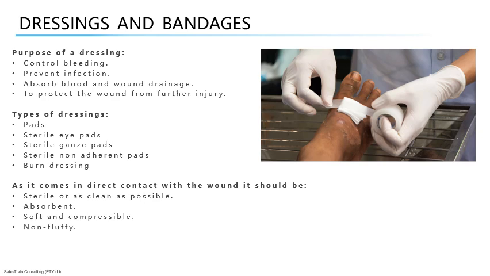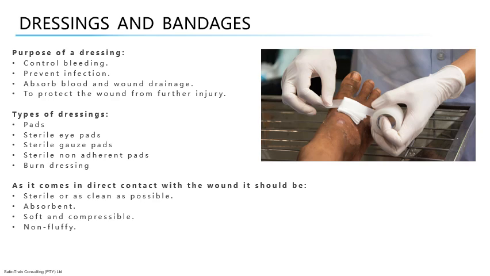There are 3 types of dressings that should be part of any first aid kit, namely adhesive, pressure, and gauze dressings. The purpose of a dressing is to control bleeding, prevent infection, absorb blood and wound drainage, and to protect the wound from further injury. Types of dressings include pads, sterile eye pads, sterile gauze pads, sterile non-adherent pads, and burn dressings. A burn dressing is a sterile pad soaked in a cooling gel.